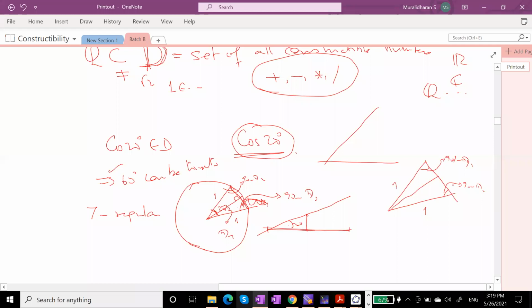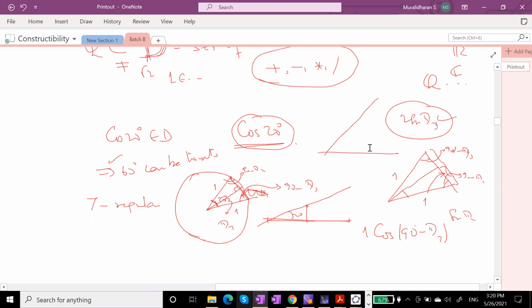That means this length is 1 into cos of 90 minus pi by 7, correct? Because this is pi by 7. So that means the sine of pi by 7. So this length is 2 sine pi by 7. So if I can construct 2 sine pi by 7, then definitely I could construct the regular polygon with 7 sides. I think there is a mistake somewhere.